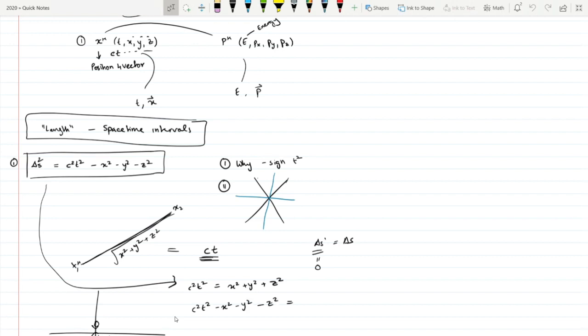Is everyone clear on this? Do you see why there's a minus sign here? It's just simply saying that the distance between two events can be expressed not only in terms of a distance in space, but also as a distance in time. Is this clear?